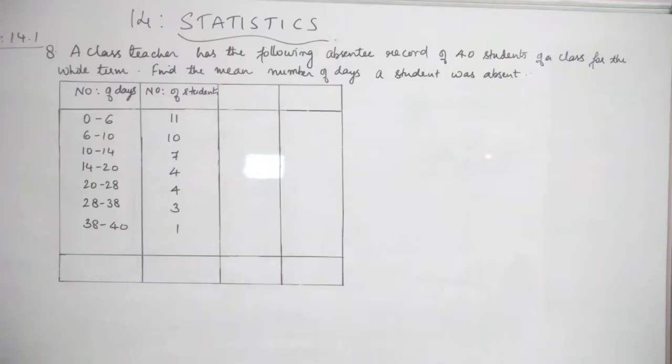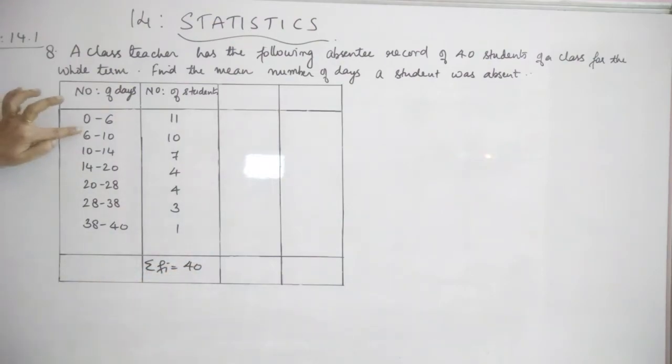Okay. Question number 8 is, a class teacher has the following absentee record of 40 students of a class for the whole term. Find the mean number of days a student was absent. So the number of days is given and the number of students, that is 0 to 6 days. In between 0 to 6 days, how many students were absent, like that it is given, and it is given that for 40 students the list has been given. So here automatically we can write that sigma Fi will be 40.